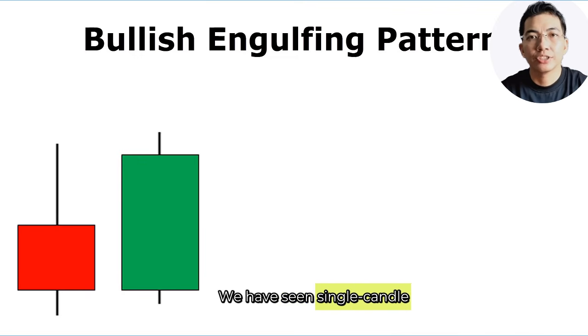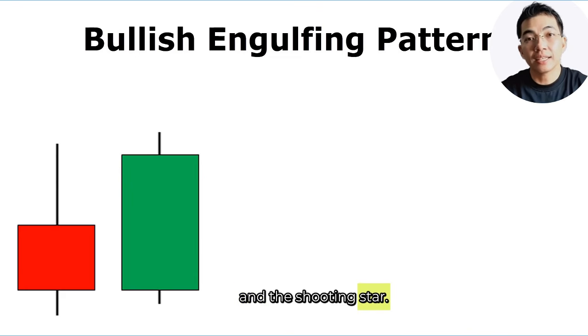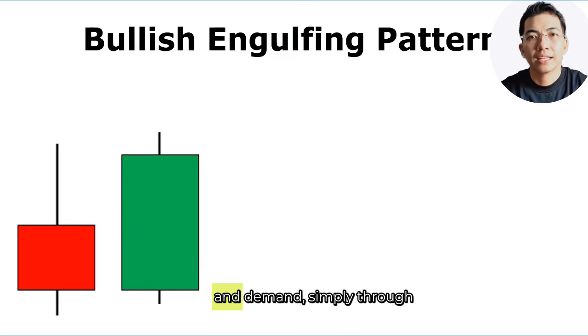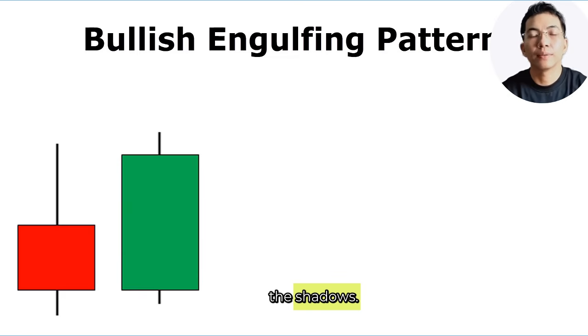We have seen single candle patterns like the hammer and the shooting star. Single candles can give important information about supply and demand simply through the color, the length of the real body, and the length of the shadows. Now we are going to analyze combinations of individual candles.